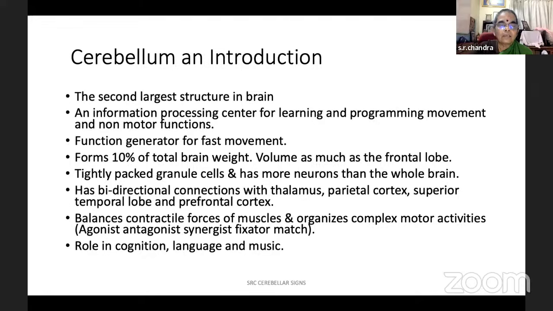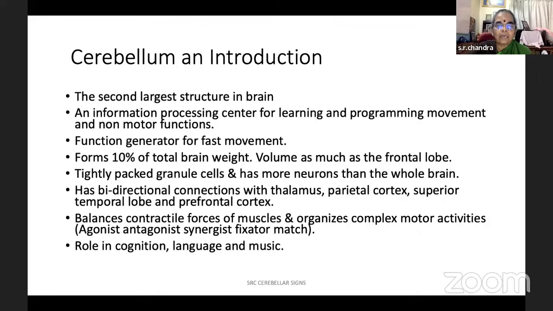You know that we have Purkinje cells and granule cells in the cerebellum. The total count is more than the number of neurons in the supratentorial compartment. So it's a functionally very important organ. Unfortunately, we did not know this until the animal experiments done by Dalton et al. And it has bidirectional connections with the thalamus, parietal cortex, superior temporal lobe, and prefrontal cortex.